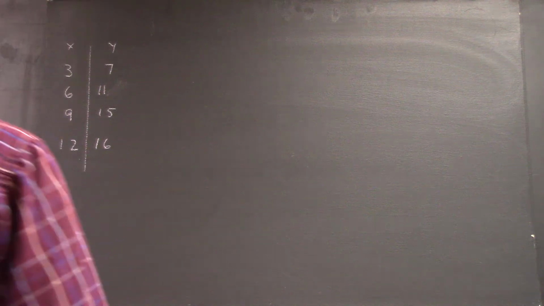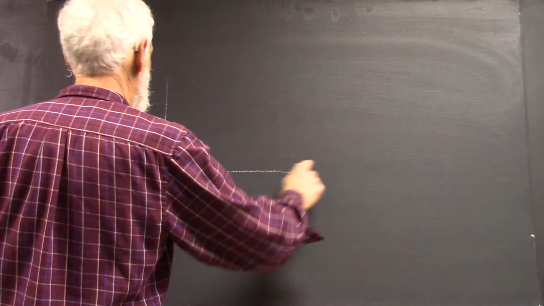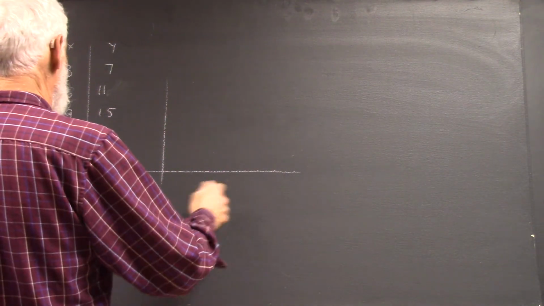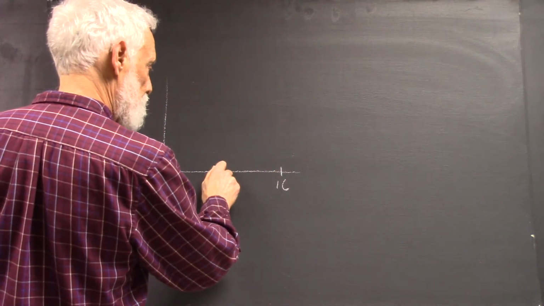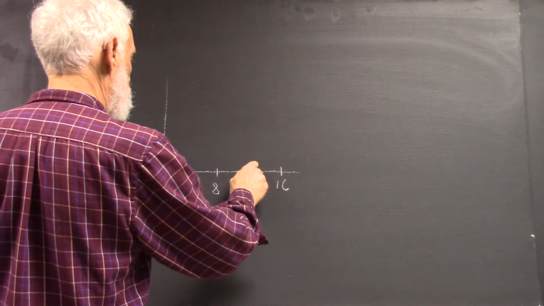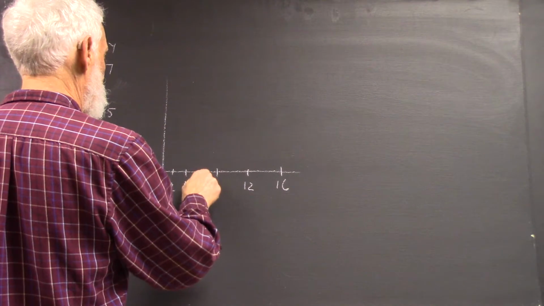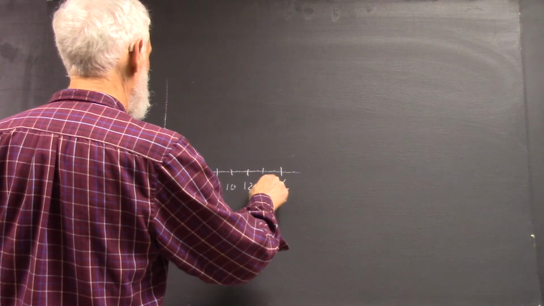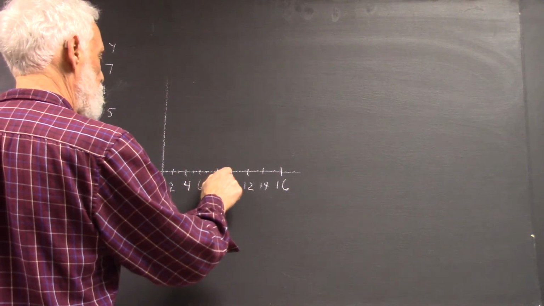Okay, so we have these points. We sketch the points and draw the best straight line. If we have 16 out here, we can subdivide that and get 8, subdivide that, 4 and 12, subdivide that, we get 2, 6, 10, and 14, and we suspect that the odd numbers go halfway between these, right?